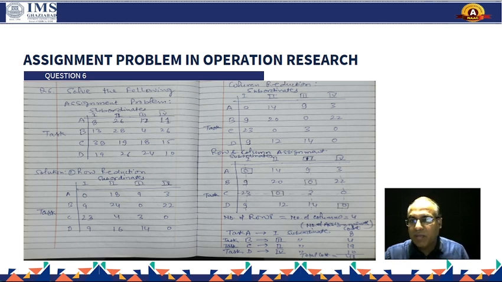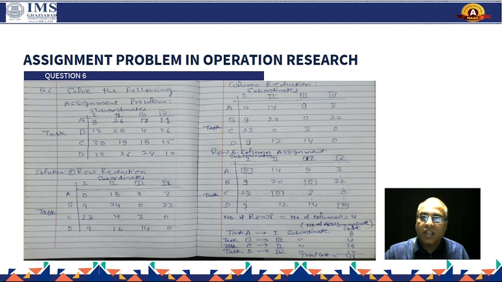Tasks are given: A, B, C, D. Four tasks are given, and subordinates through which these tasks are to be completed: first, second, third, fourth. The time costs given are 8, 26, 17, and 11. These are the costs associated with completing tasks A, B, C, D through the subordinates first, second, third, and fourth. Our objective is to minimize the total assignment cost.